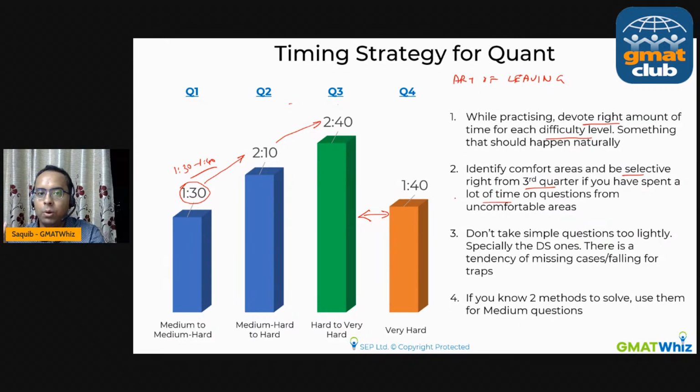So in the third and fourth quarter, you have to take a judgment call that, okay, now I will not be able to do this question. I've spent enough time. I'm not able to figure out either the methodology, or I'm not able to figure out where did I make a mistake. Mark some answer, move on.